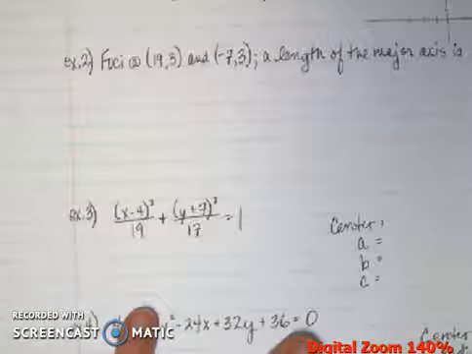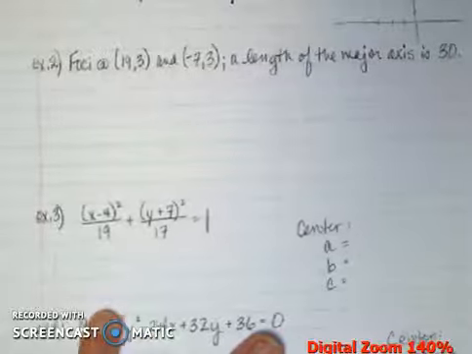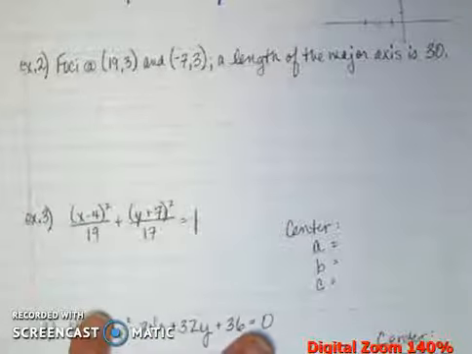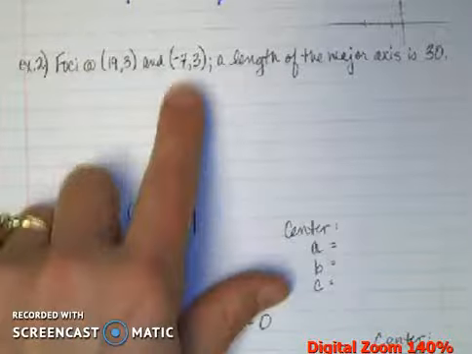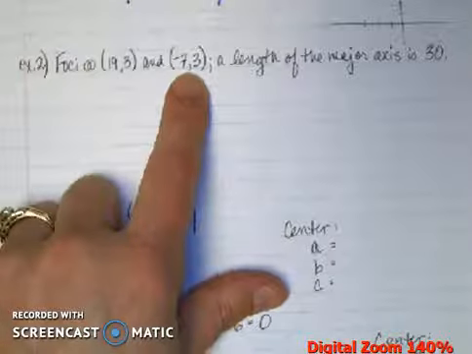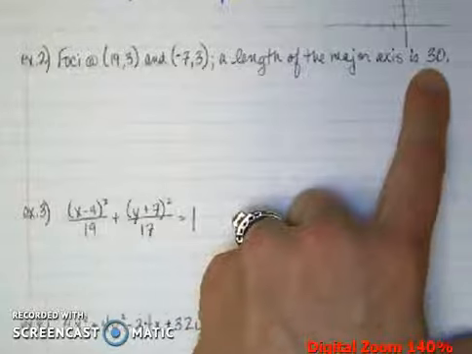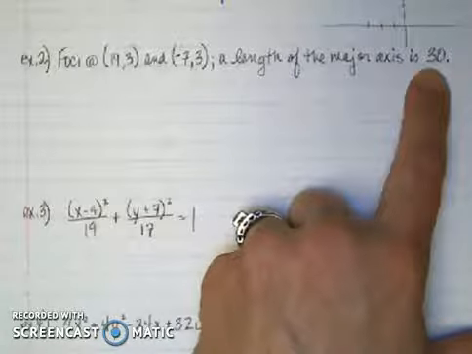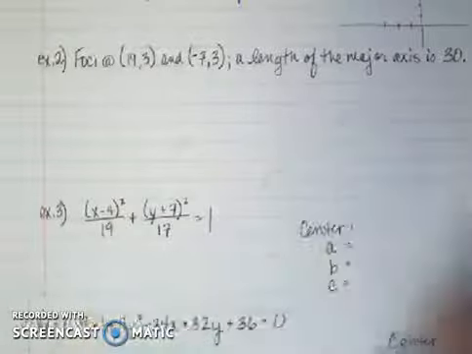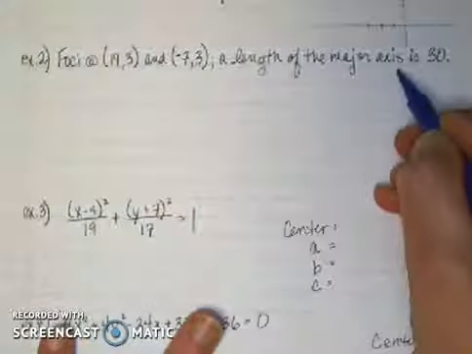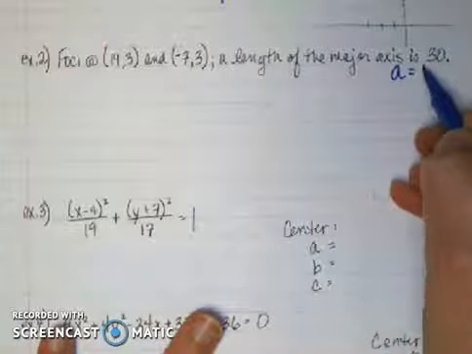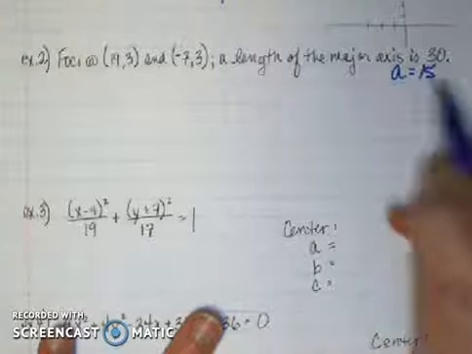This time I'm going to tell you that the foci are at (19, 3) and (-7, 3). The length of the major axis is 30. So let's figure out what we know. If we know that the major axis is 30, then right away I can tell you that A is half of that. So A is 15.